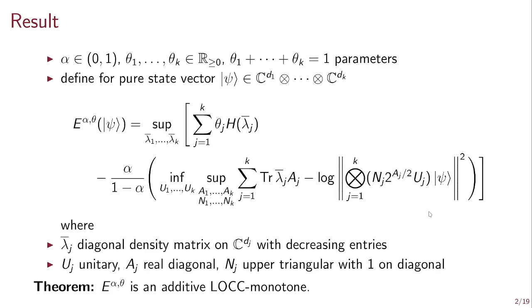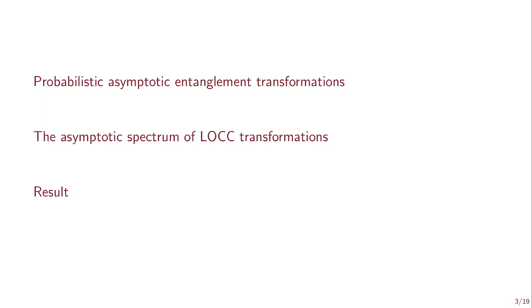And the claim is that this quantity is additive under the tensor product, and at the same time it's an LOCC monotone. So that's the main result. And in the rest of the talk, I will provide some context and more details on these quantities and explain a bit how the formula can arise.